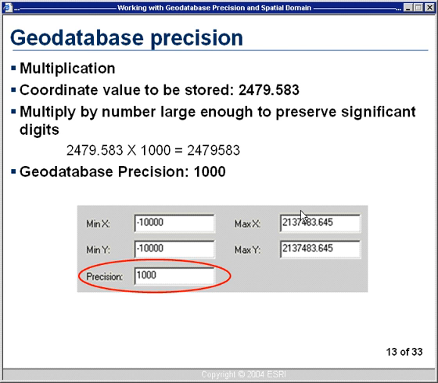The example on this slide is that of a number with 3 significant digits after the decimal. When it is multiplied by 1,000, I can preserve those values. So the value of 1,000 is the geodatabase property of precision. Precision is a value supplied to the geodatabase to indicate the actual accuracy of your coordinate values. Precision will be used by the geodatabase to multiply your coordinate values to preserve significant digits after the decimal. How would you determine precision if you wanted to set it manually?